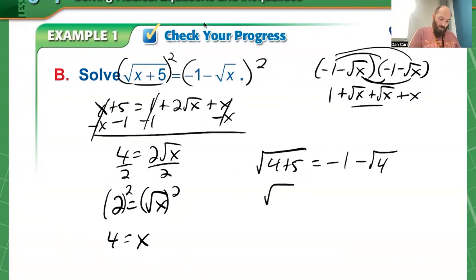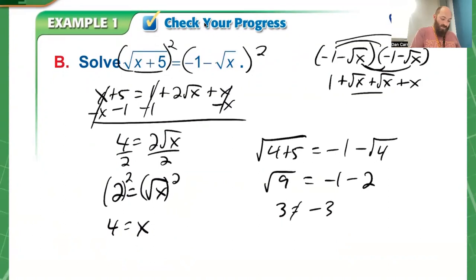Okay, so this will be the square root of 9. So we have negative 1 minus the square root of 4, which is minus 2. Square root of 9 is 3. Negative 1 minus 2 is negative 3. That does not equal, so that means this is not an answer either. So my real answer here again is no solution.